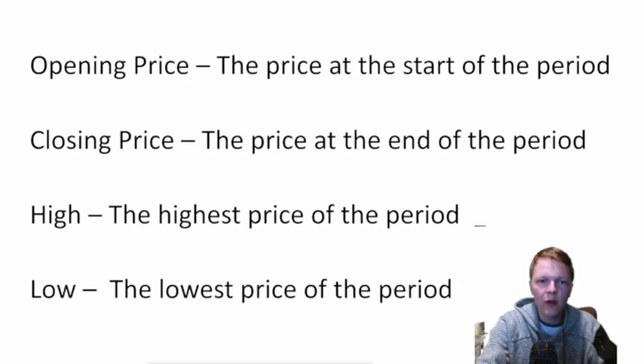The price of a stock fluctuates over the course of most periods. Every candle tells you four prices of interest within a period. The opening price is the price at the start of a period. The closing price is the price at the end of a period. The high and low are the highest price and the lowest price, respectively, that are experienced during a period. Let's look at how these appear on a candle.